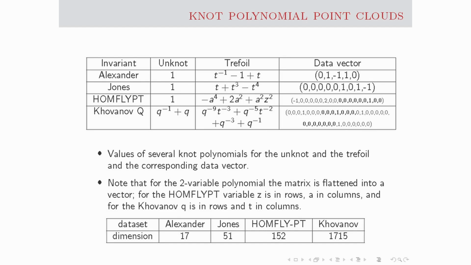We constructed the corresponding clouds, and there's a little bit more to be done with the two-variable polynomials, the HOMFLY-PT and Khovanov polynomials, because they're two-variable polynomials. We did the simplest go-to thing, to just flatten the matrix and obtain a really long vector. So now we have a lot of knots, we have a lot of invariants, we focus on these 4 polynomial ones, but the dimensions of these point clouds are also very big. If we look at knots up to 17 crossings, the Alexander point cloud will be 17 dimensional and Jones 51, and then it only gets worse from there.